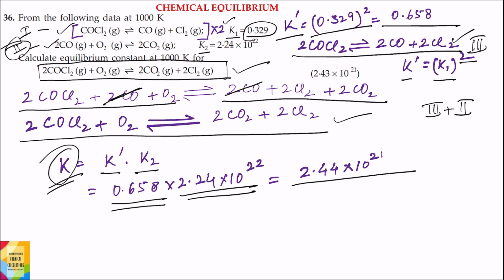So we are adding equation 3 and 2, therefore their equilibrium constant values will be multiplied to get the equilibrium constant value for the equation, that is COCl2 plus O2 forming CO2 plus Cl2. Let this be equation number 4. So the value of K for equation number 4 is 2.44 into 10 to the power 21.